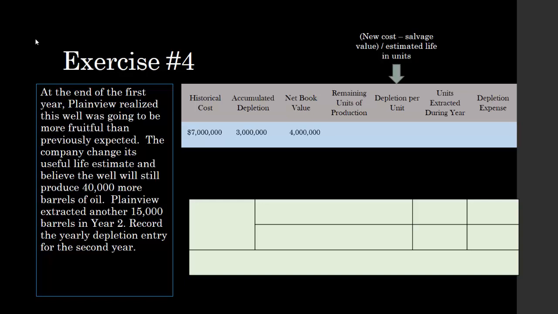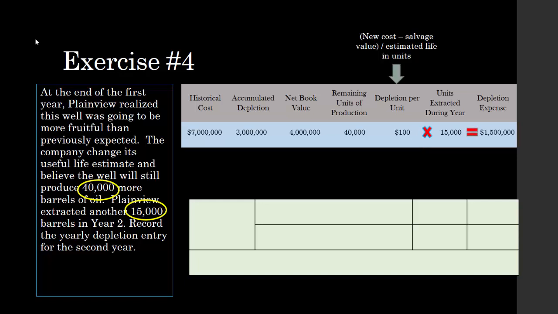So now that we have our net book value and we know that it's going to have a residual or salvage value of 0, we can just divide that net book value by the remaining units of production to find our revised depletion rate. Well, there's 40,000 barrels of oil left in here, which means our depletion rate should be $100 for each barrel that we extract. During year 2, we extracted 15,000 barrels, which means that our depletion expense recorded during year 2 should be $1.5 million.